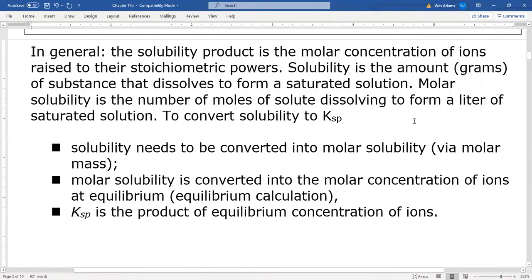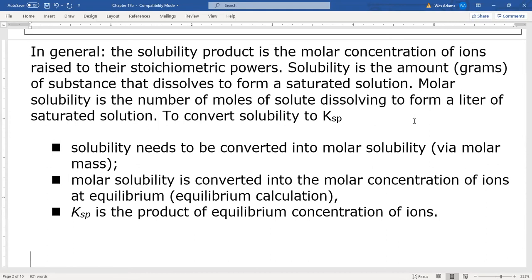So, in general, the solubility product is the molar concentration of ions raised to their stoichiometric powers. The solubility is the amount in grams of a substance that can dissolve to form a saturated solution. The molar solubility refers to the moles per liter in a saturated solution. So to get a proper Ksp, we're going to need those in moles per liter because we're plugging in moles per liter into those Ksp expressions. So if you get a grams per liter or something like that, you'll have to convert it.